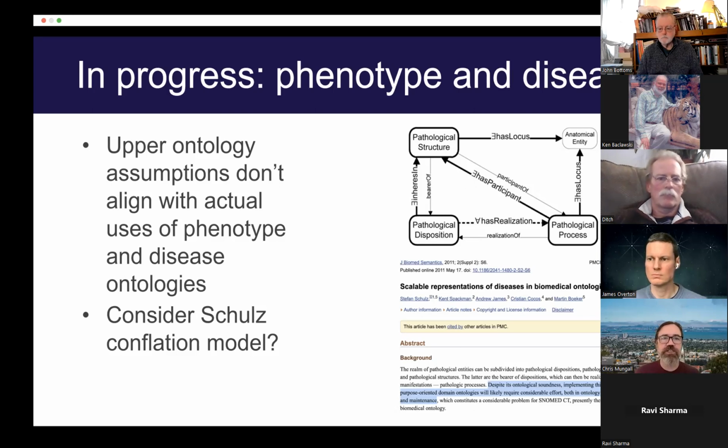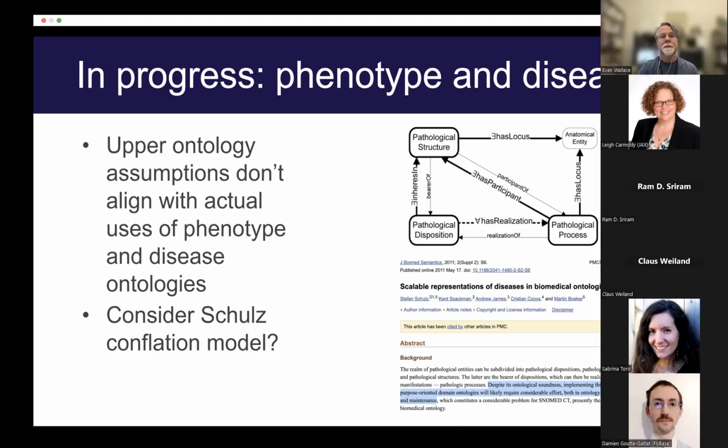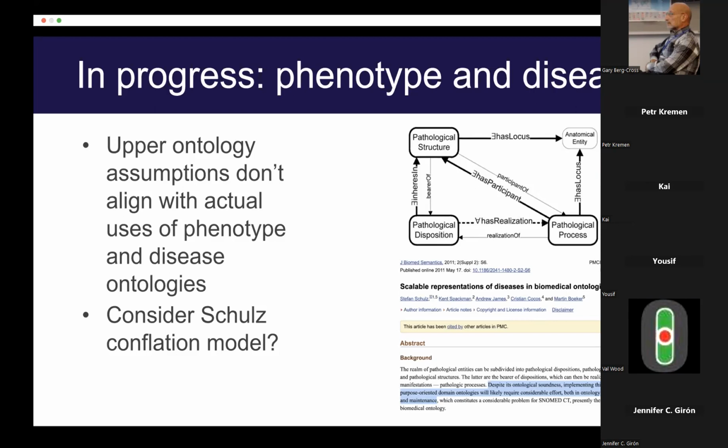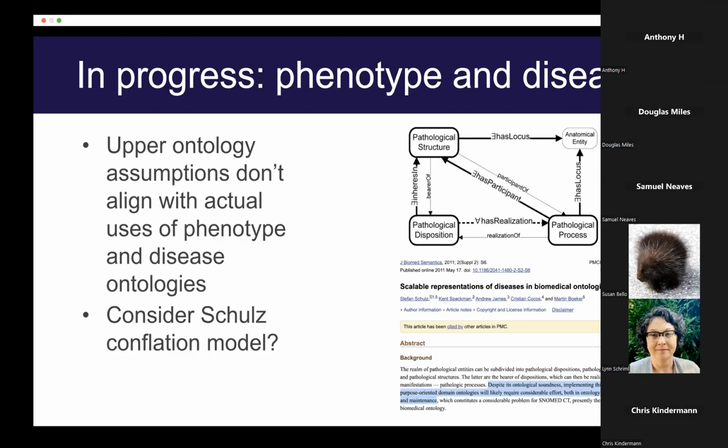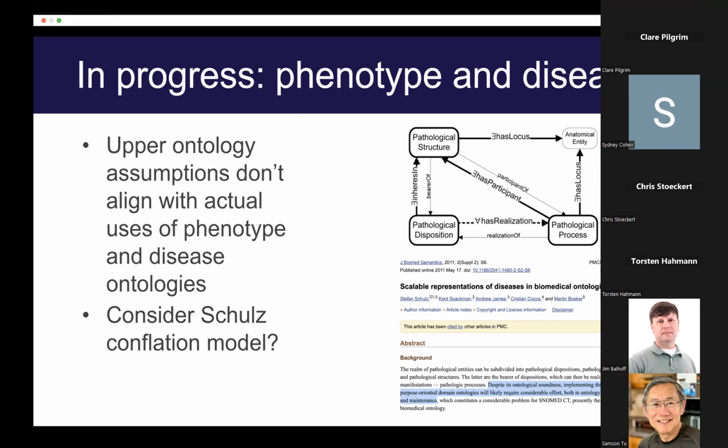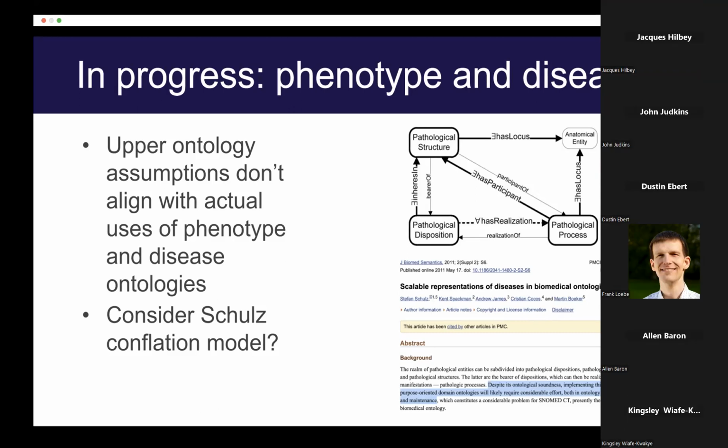But the challenge here is that a lot of the assumptions you get in upper ontologies don't quite align with how biologists might think about phenotypes and diseases. From a philosophical standpoint, it definitely makes sense to subdivide things into material entities, into qualities and realizations and processes and so on. But from a practical point of view, most of the time we just want to lump these things together and to conflate things.